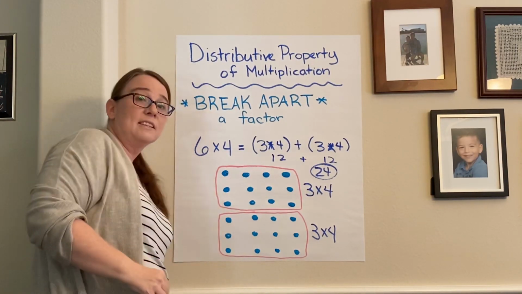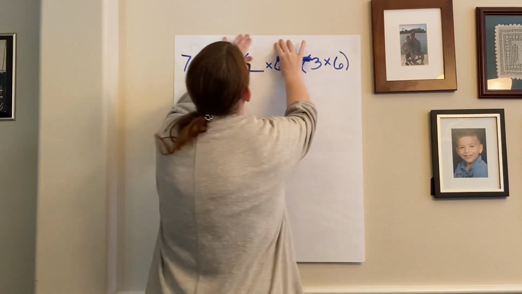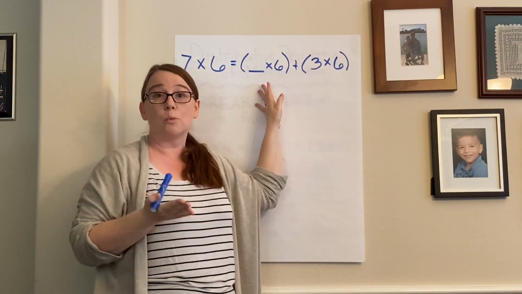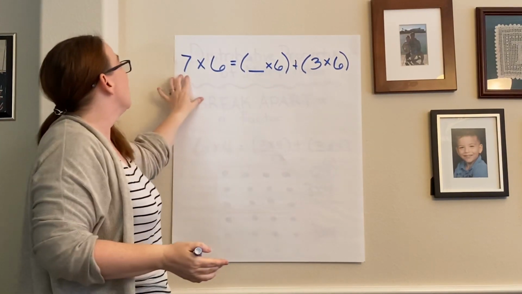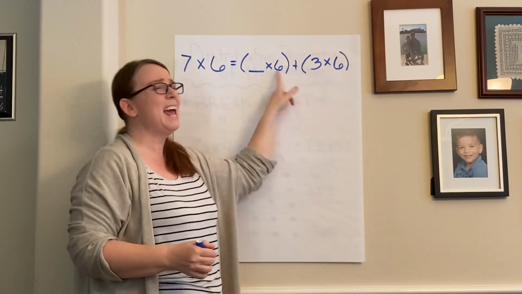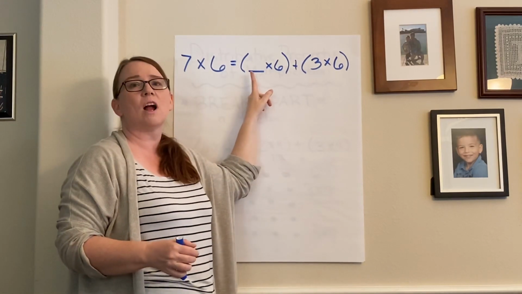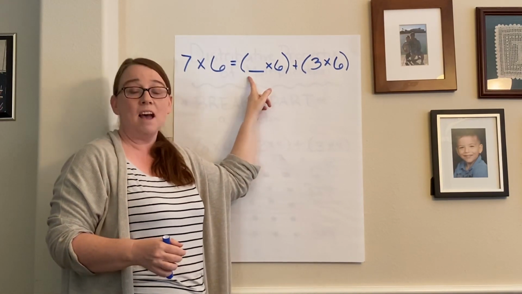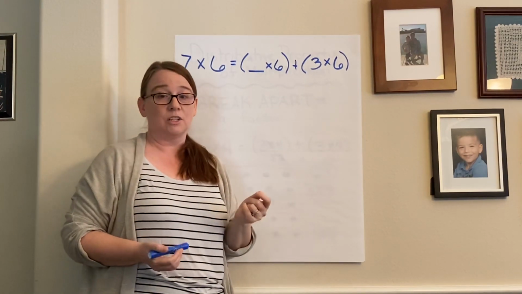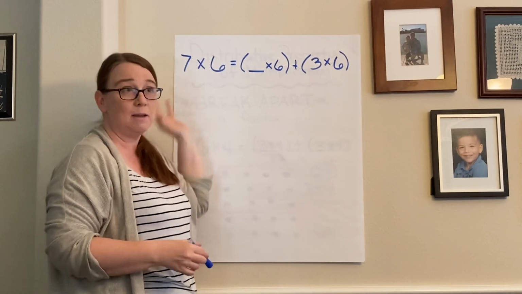Let's look at another example. And this is very similar to what you might see on your review this week. They're going to give you the original equation, and they're going to go ahead and start breaking it apart for you. Your job is to figure out what is the missing number after I break my original equation apart. So here we go. My original equation is 7 times 6.